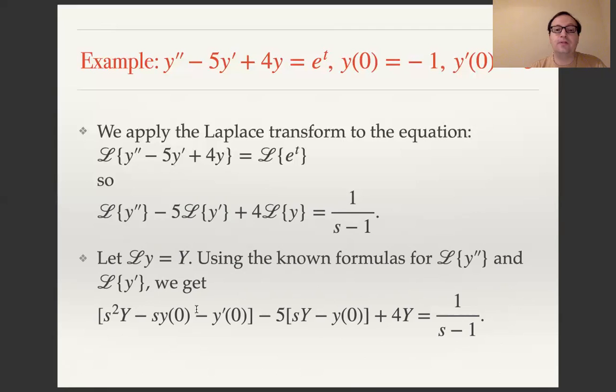So we're given the initial conditions, so y of 0 is minus 1, y prime of 0 is 5, and we can make these replacements. As I said before, when solving an equation by the method of the Laplace transform, it automatically takes into account the initial conditions at time 0.